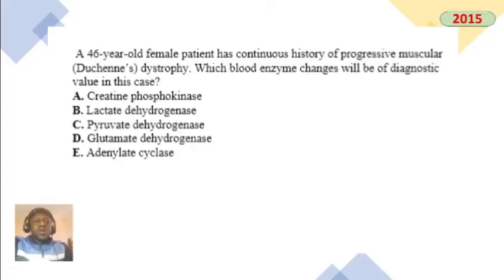A 46-year-old patient has a continuous history of progressive muscular Duchenne dystrophy, right? Which blood enzyme changes will be of diagnostic value in this case? Again, I said it's creatine phosphokinase.